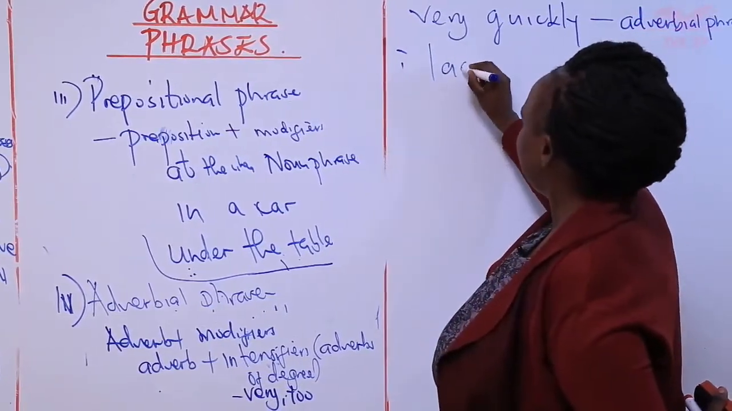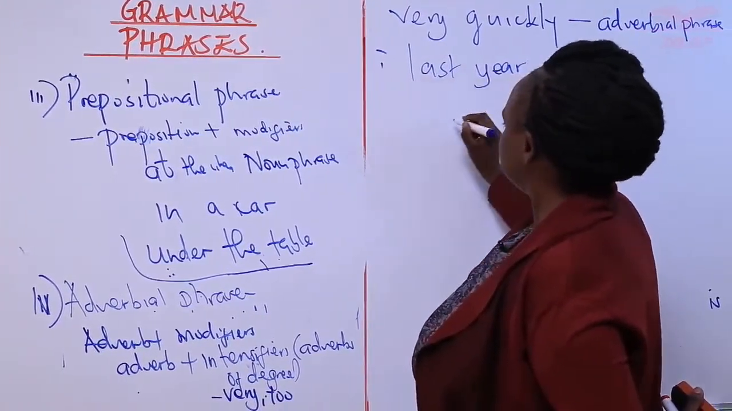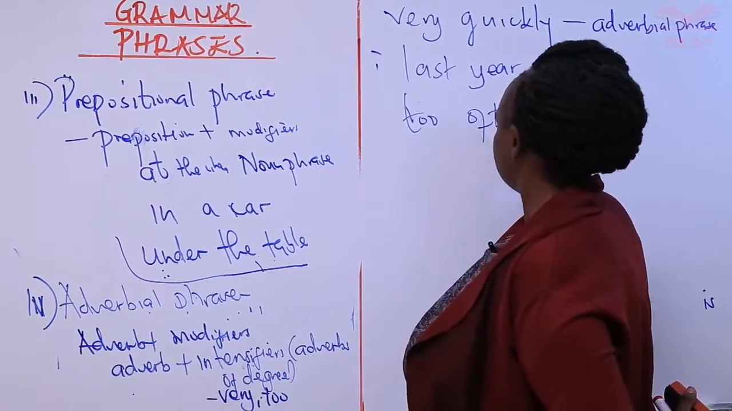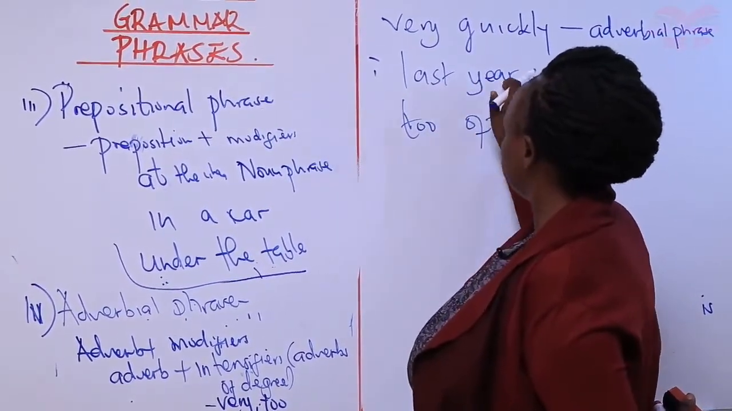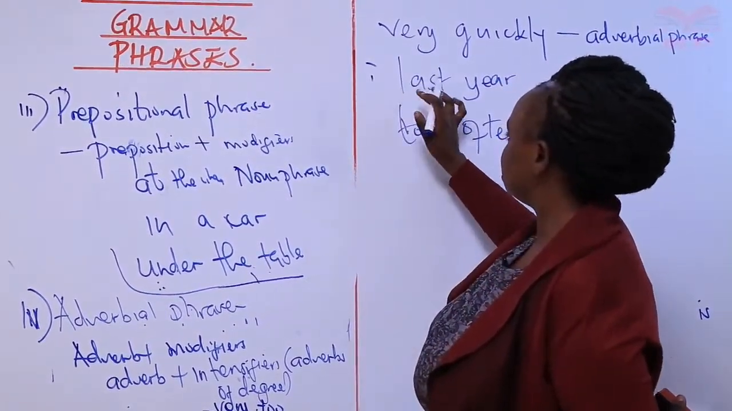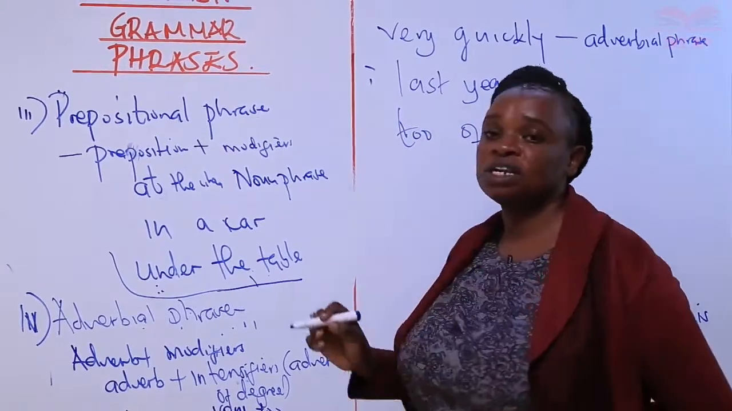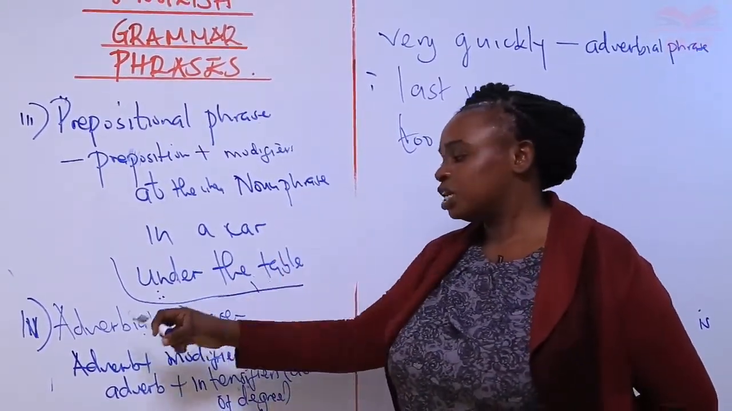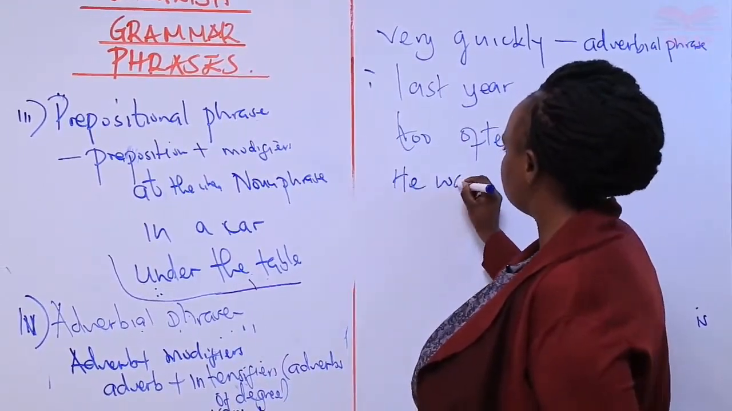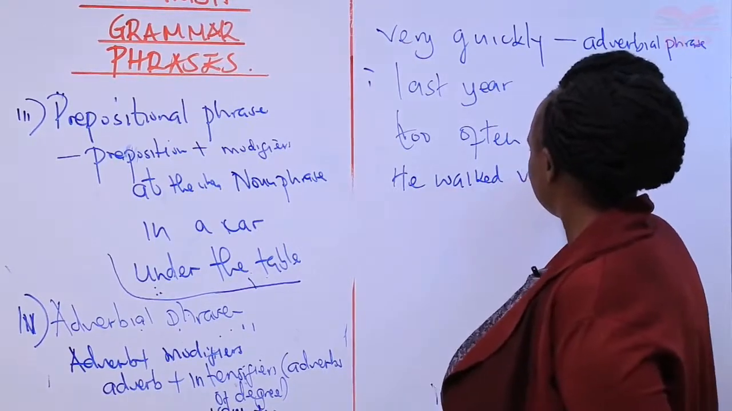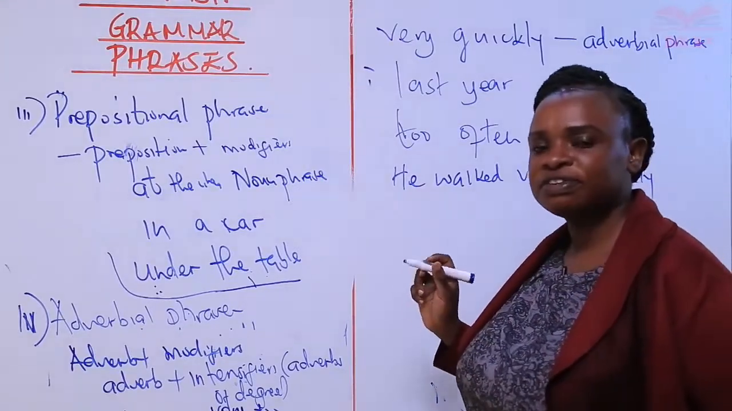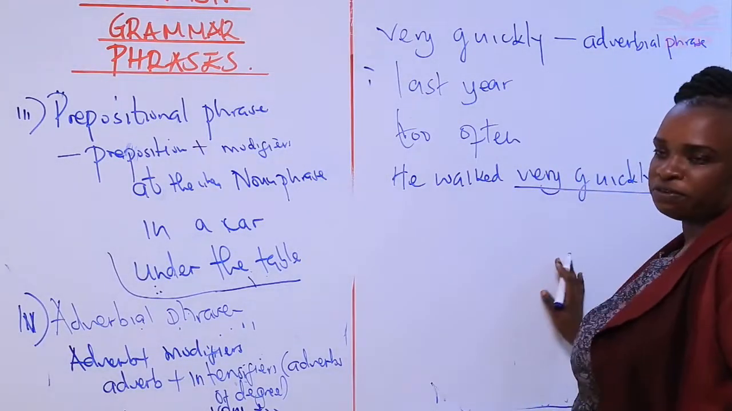Even examples like last year. Examples like too often. All these two adverbs, they function as what? The adverbial phrase. What do you call an adverbial phrase? It's a group of words that function as an adverb in a sentence. So that you say, he walked very quickly. If you're asked to identify the adverbial phrase in the sentence, you just underline both of these.